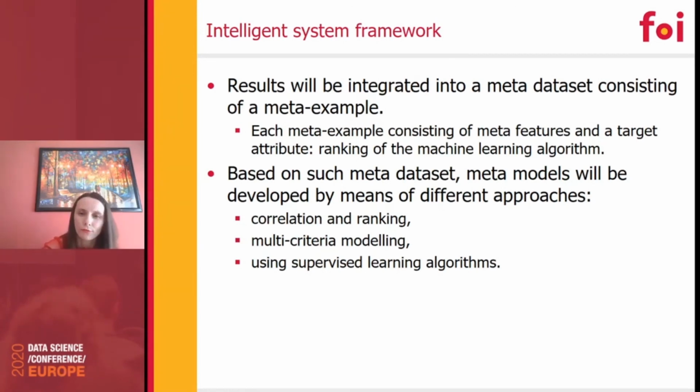One of the most important parts of this intelligent system, of course, is the development of meta models. And here we will use different approaches in the development of meta models. One is based on correlation and ranking. Those are simple approaches. Then we will use more sophisticated approaches, which are based on multi-criteria modeling. And here we will use the commonly used analytical hierarchy process method, but also a novel method developed recently, like the SNAP method, which has shown very good results. And of course, we will use supervised learning algorithms for development of meta models and to see which of these approaches gives us the best results.